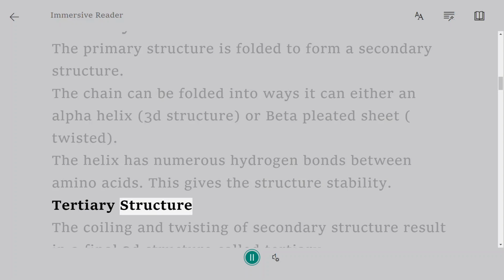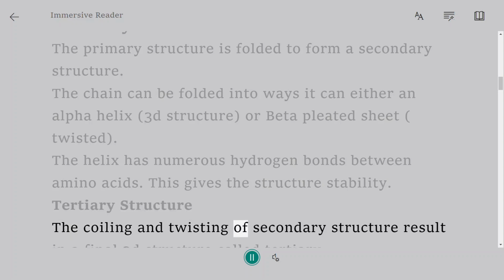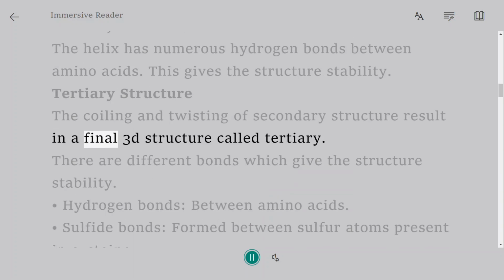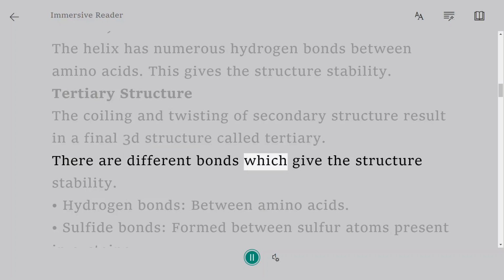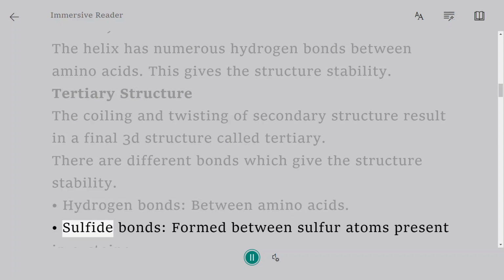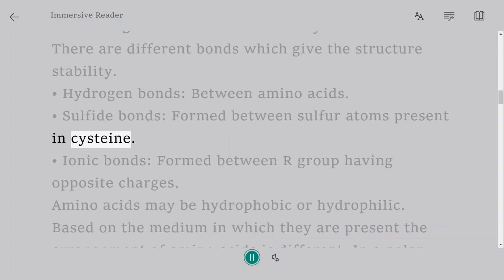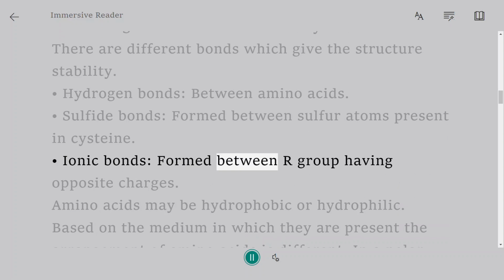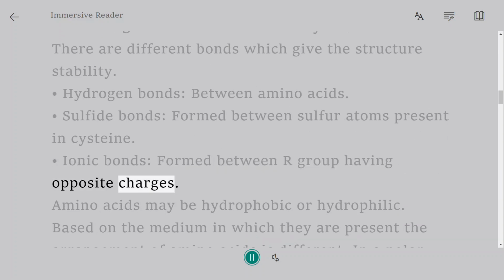Tertiary structure. The coiling and twisting of the secondary structure result in a final 3D structure called tertiary. There are different bonds which give the structure stability. Hydrogen bonds between amino acids. Sulfide bonds, formed between sulfur atoms present in cysteine. Ionic bonds, formed between R groups having opposite charges.